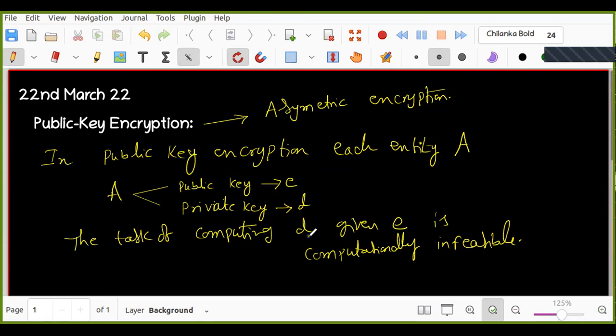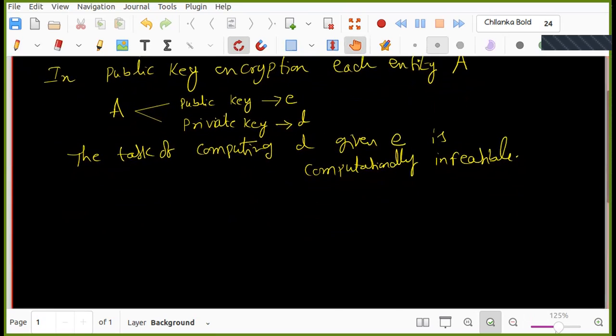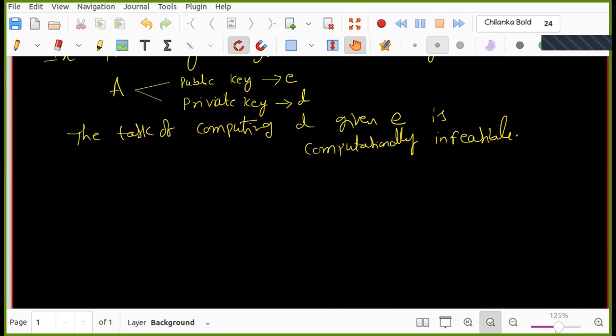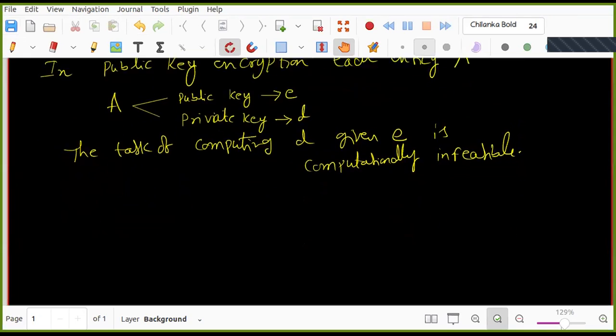The task of computing D given E is computationally infeasible. So there are some hard problems. Computing D from E is equivalent to solving those hard problems. But right now, there are no efficient algorithms to do those. Okay, so to understand these things, public key crypto system, we need to start with an example, right? So I will start with an example, so that things become easy.